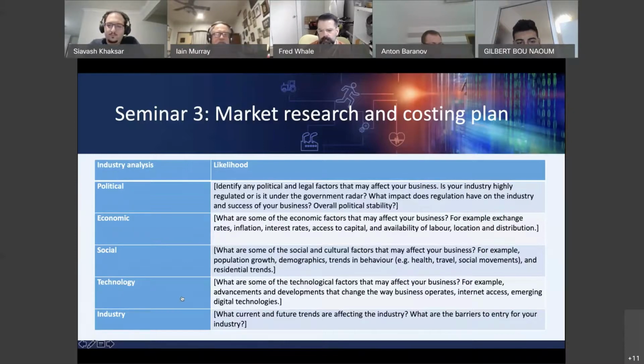And of course, the industry itself. What are the future trends in that particular industry? What are the barriers for you entering that industry? And there's a lot of barriers that can exist that you need to be aware of and try to overcome. So some examples of that would be reputation. If you are trying to get into the mobile phone business and you've developed this wonderful new mobile phone, how are you going to break into the market?